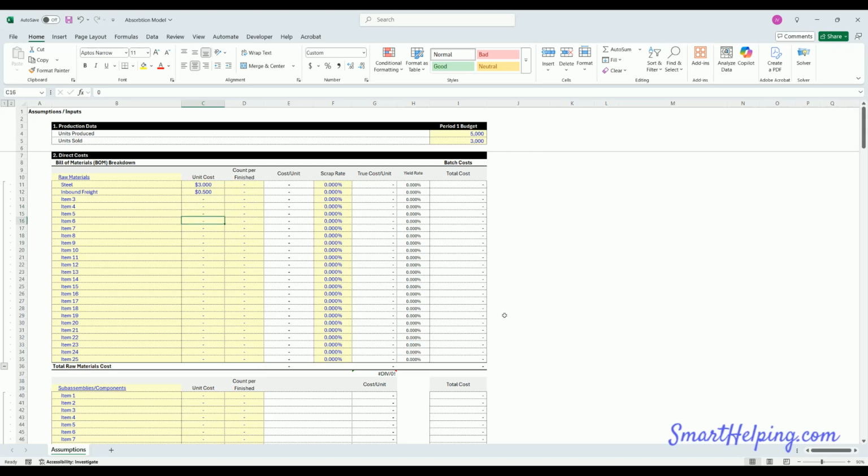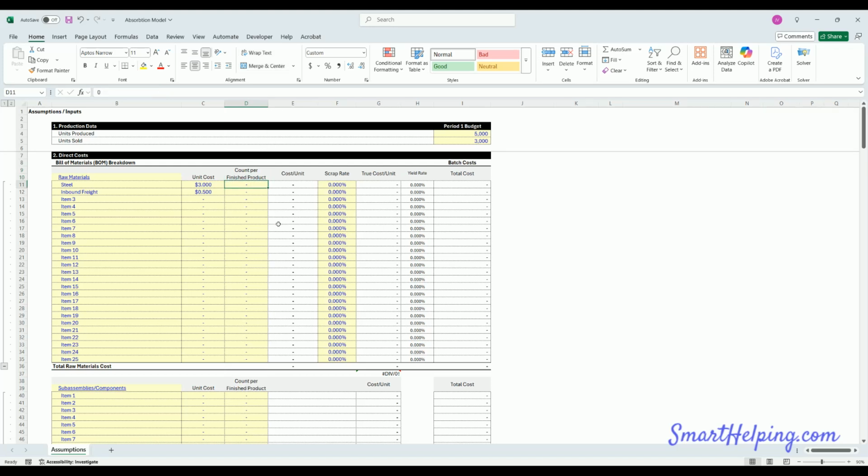And there could be other raw materials that go into making your product. There could be any number. So you just put in the unit cost here, and then we put count per finished product. Let me expand this column a little bit. So that just means how many of these, let's say you're buying at $3 a pound, how many pounds of steel do you need to complete a single product? Let's say maybe it's 2 pounds. So on that one, we have $6 a unit.